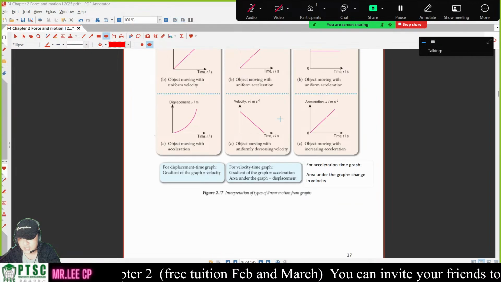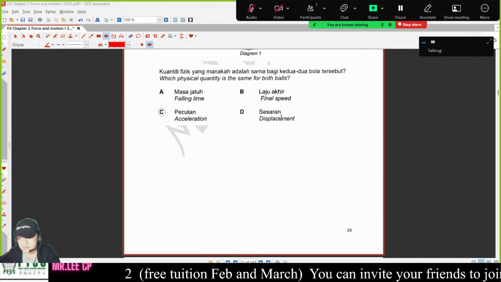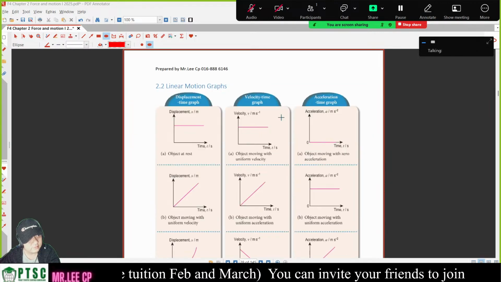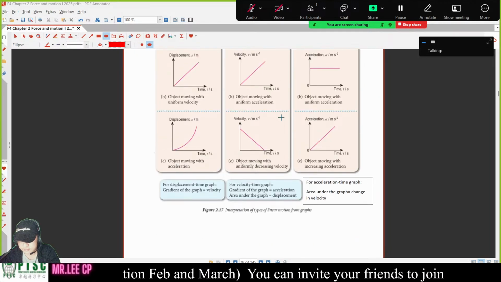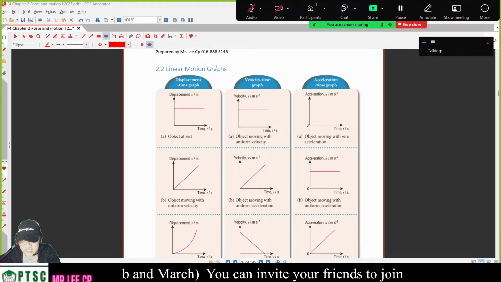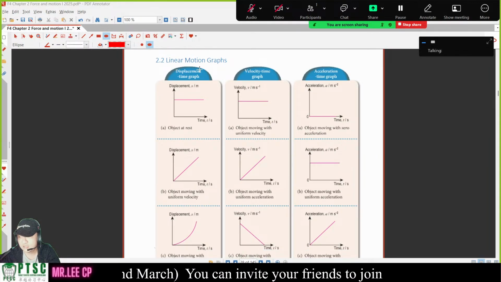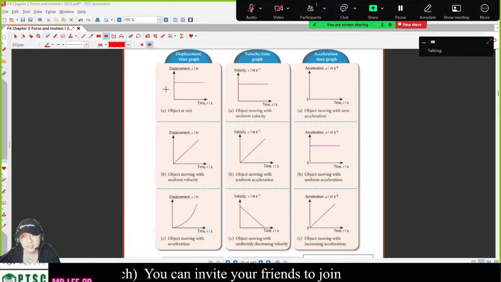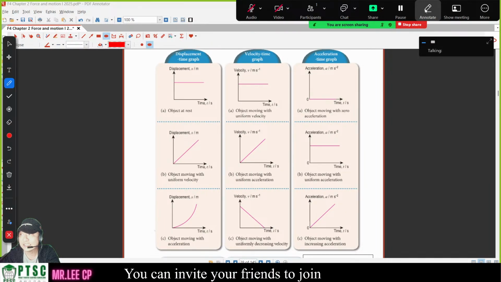Is that okay for you? If okay, then I will do a bit of linear motion graph. Okay, I just touch a little bit. Next week, we are going to go into detail. All right, now I just tell you what this is.